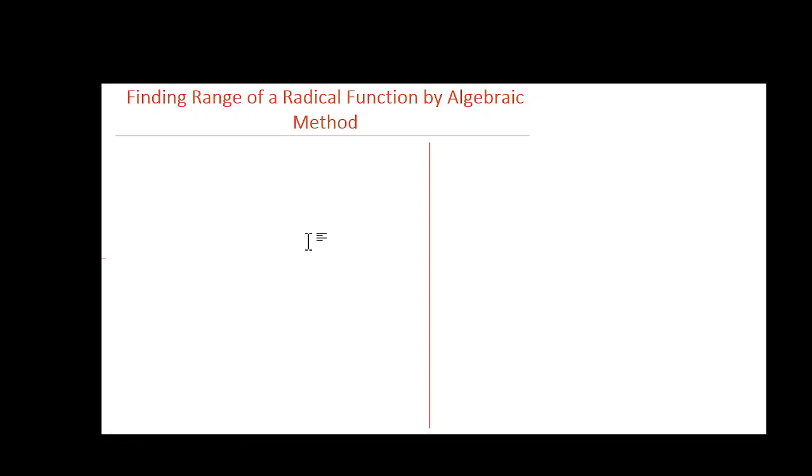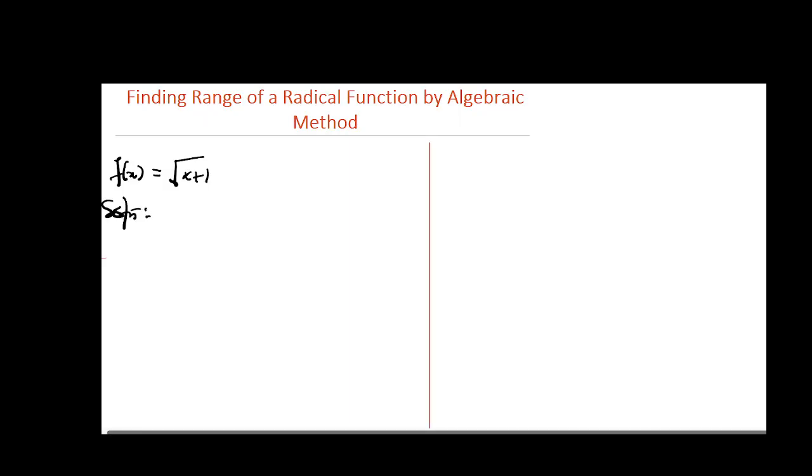In this lesson, we'll be discussing how to find the range of a radical function using the method of algebra. Given that f of x is equal to root x plus 1, how do we find the range of this function? Now, we have to rewrite this in terms of y. So we have that y will be equal to root x plus 1.